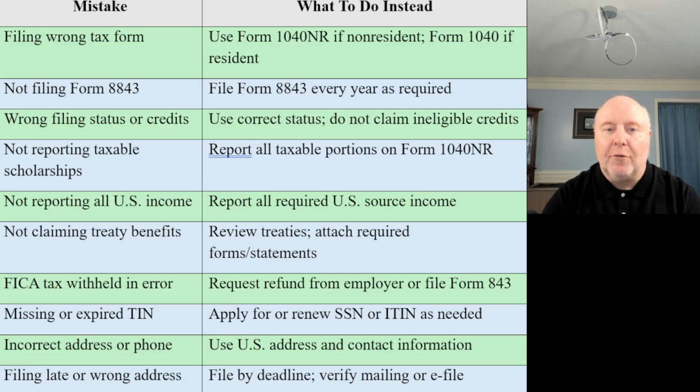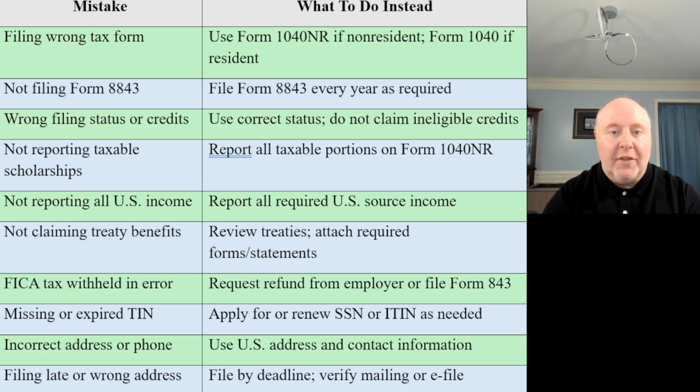Incorrect addresses or phones. The IRS requires that information, so you're going to want to include a U.S. address and contact information that's going to be reliable. Look, I work with students all the time, and I know students move oftentimes from year to year. They go to different places, but you're going to want something that's as reliable as possible so that information gets back to you.